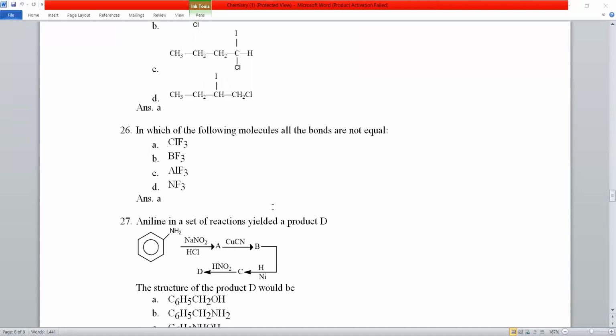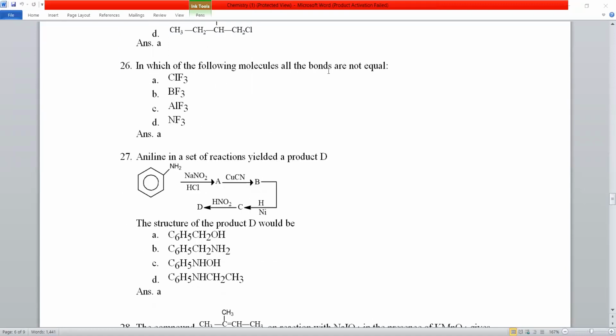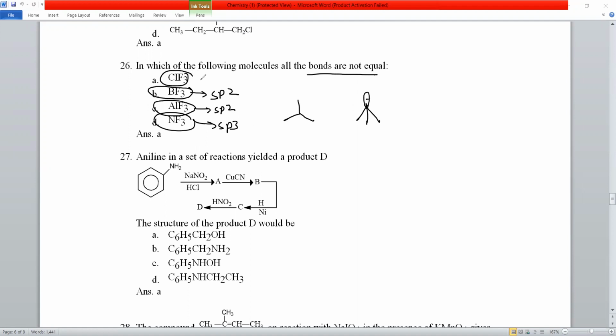Next, question number 26. Which of the following molecules have all bonds not equal? So BF3 is sp2 hybridization, trigonal planar. AlF3 also will be sp2 hybridization. And NF3 is sp3 hybridization. Here in all the cases, sp2 means trigonal planar, so bonds are equal. Even in sp3 pyramidal shape, all bonds are equal. When you go for ClF3, we have a T shape.